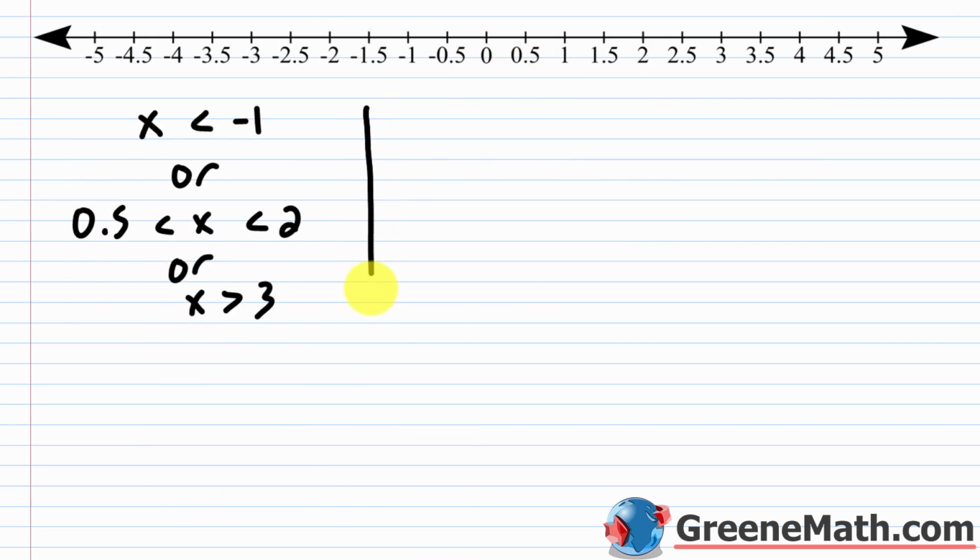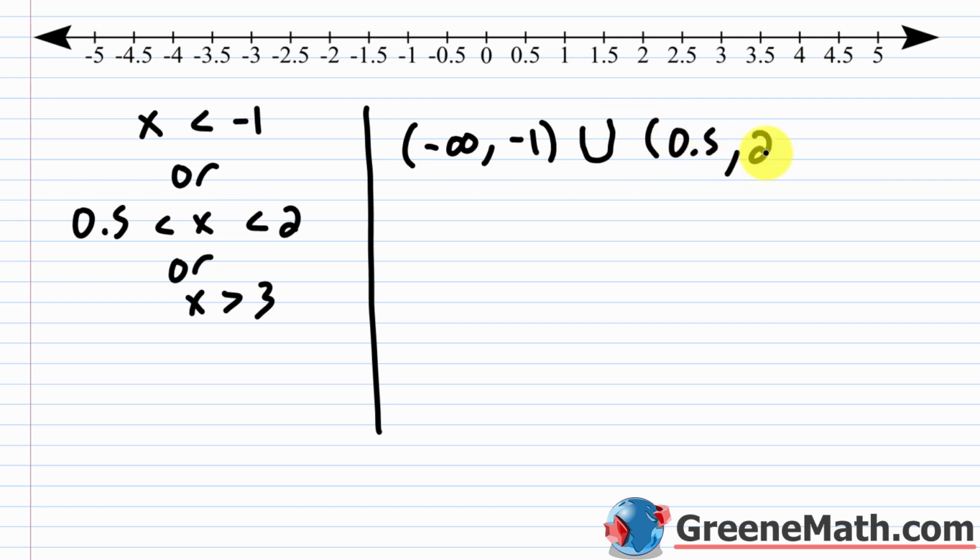A lot of times people like to write this in interval notation. So for interval notation, you're going to have coming from negative infinity, going up to and excluding -1, and then you want to use a union symbol. So this one right here is going to be, again, everything's excluded here because we had a strict inequality. So between 0.5 and 2. So again, nothing's included, so you're using a parenthesis at each end, and then the union with, you're going to have anything that's greater than 3.